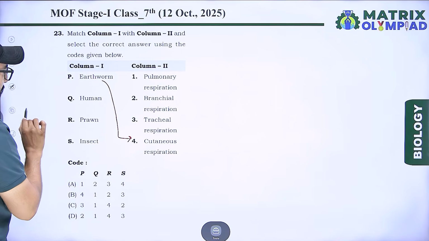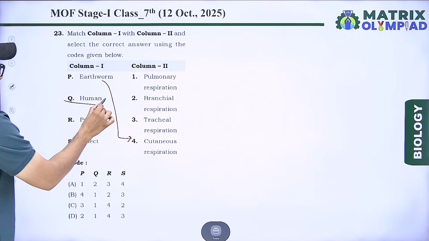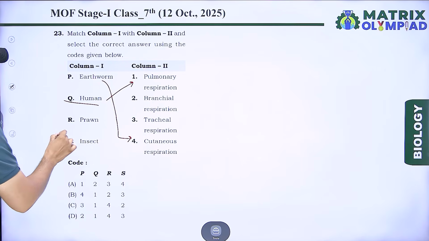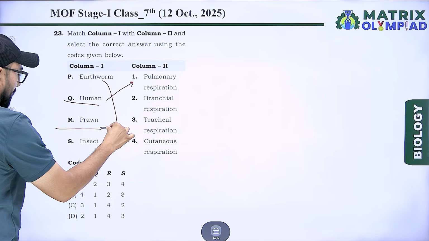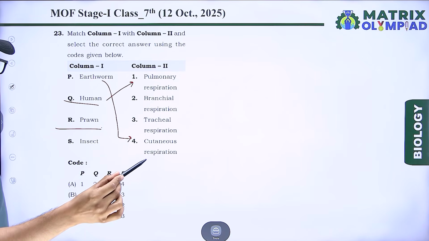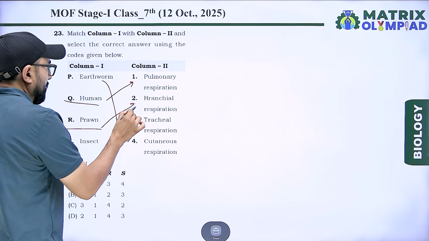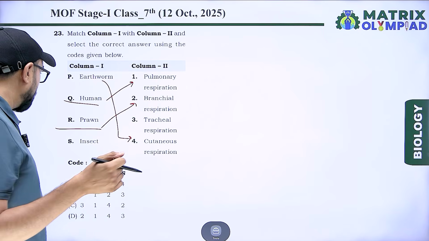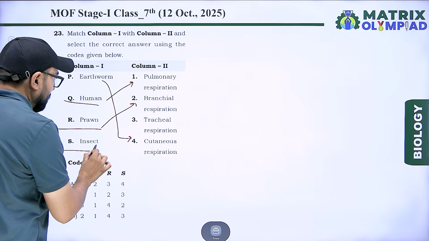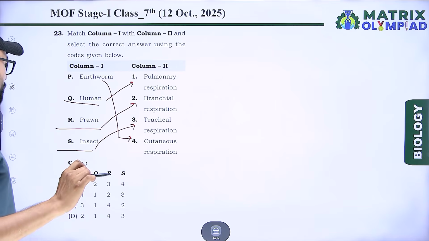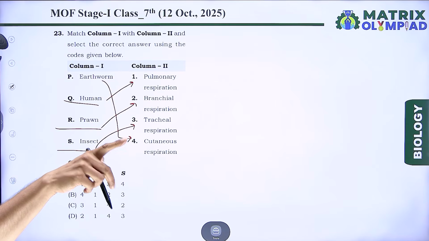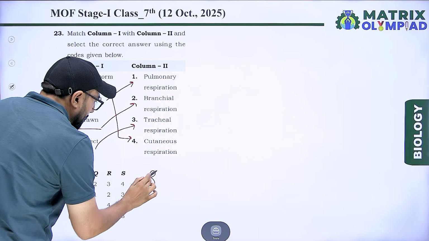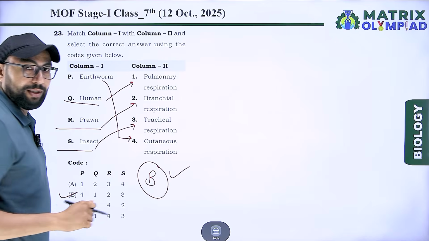Option 4, human, pulmonary respiration through lungs, and prawn relates with branchial respiration, because prawn is an aquatic animal. Next, insect, tracheal respiration. So 4, 1, 2, 3 in option B. Option B is the correct answer for this.